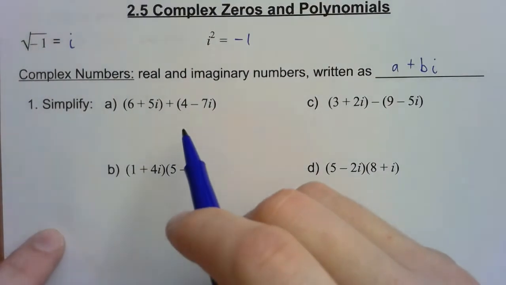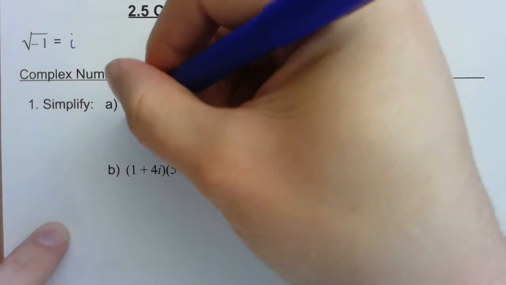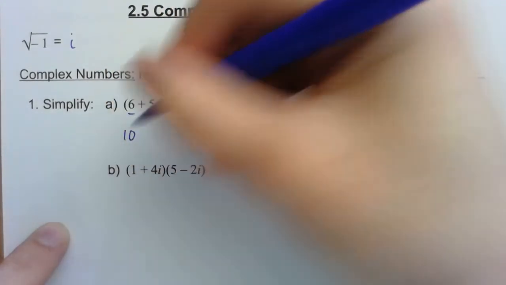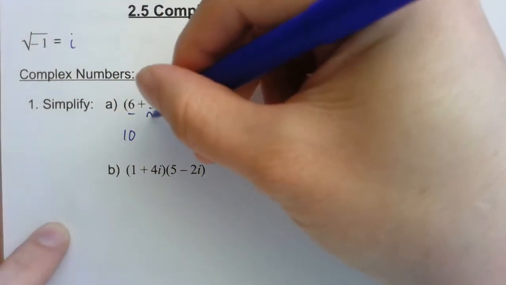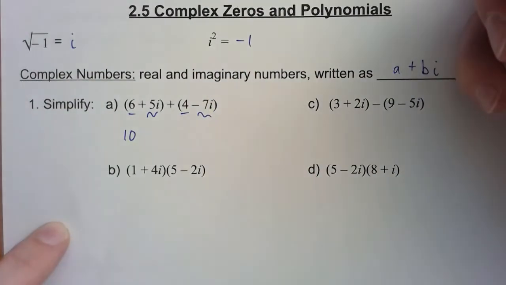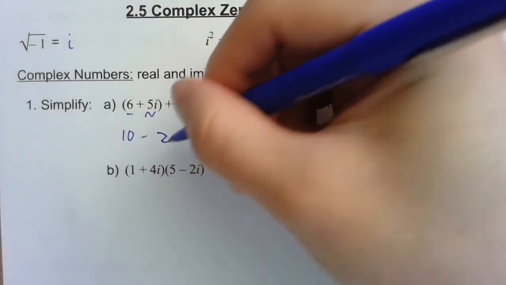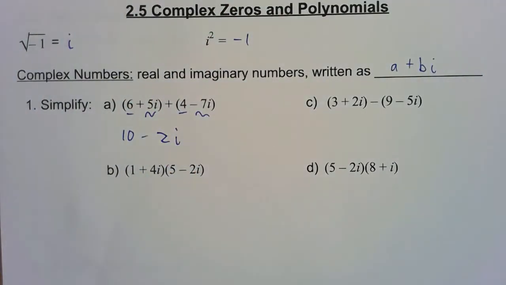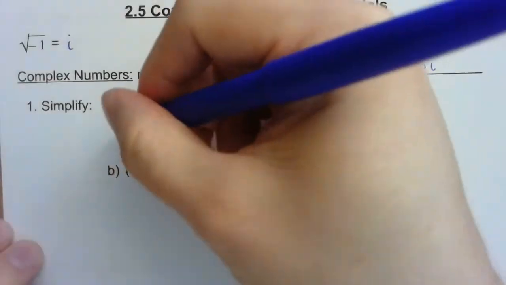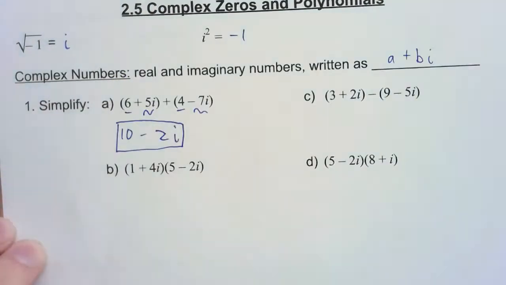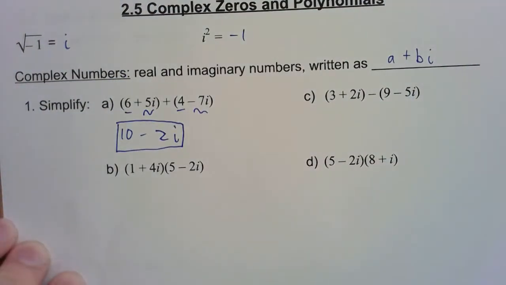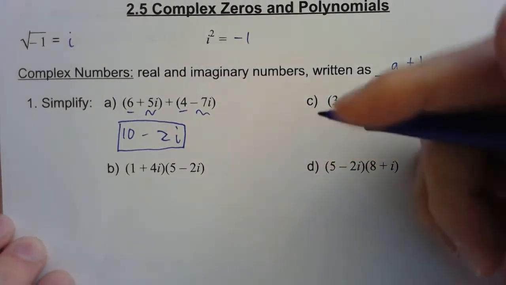If you want to add complex numbers, you add the real parts together. 6 and 4 is 10. And you add the imaginary parts together, 5i minus 7i, just like if it was 5x minus 7x. Then you get minus 2i, and that's it. Just kind of like combining like terms. You combine the real parts together and combine the imaginary parts together.